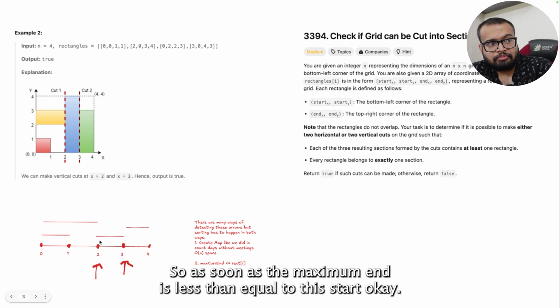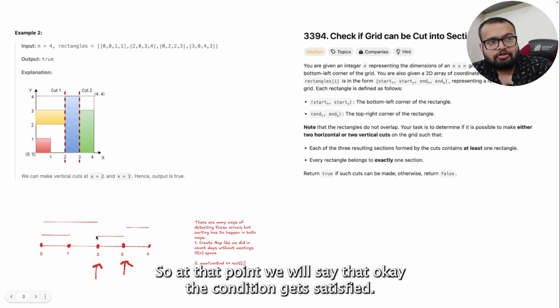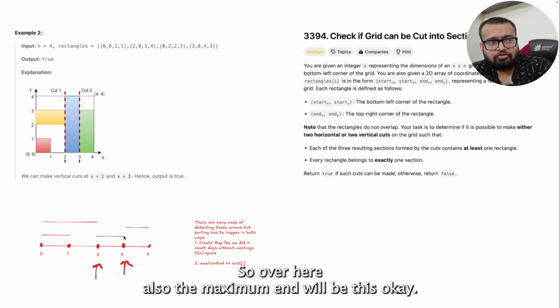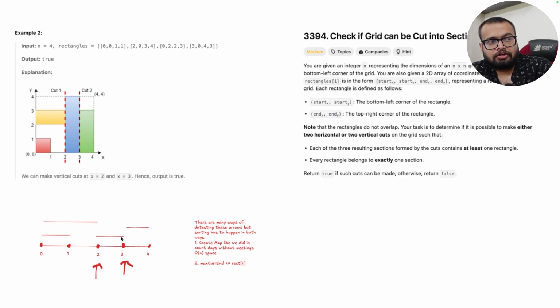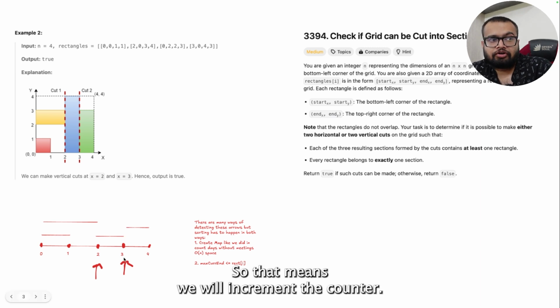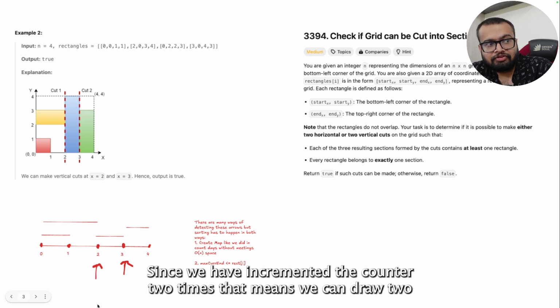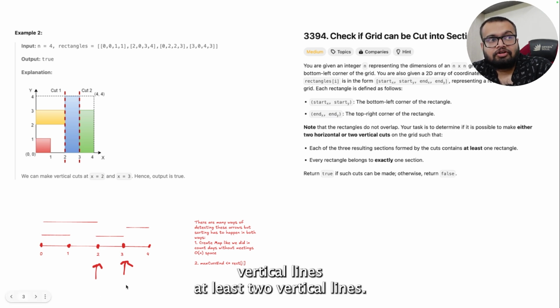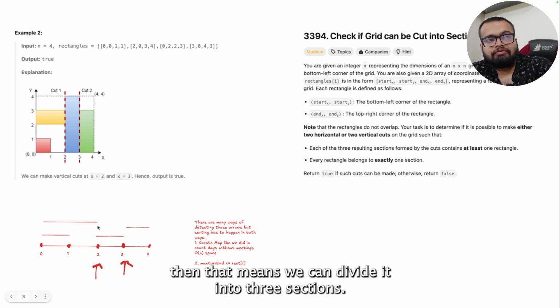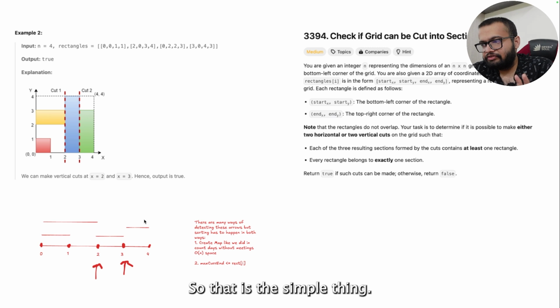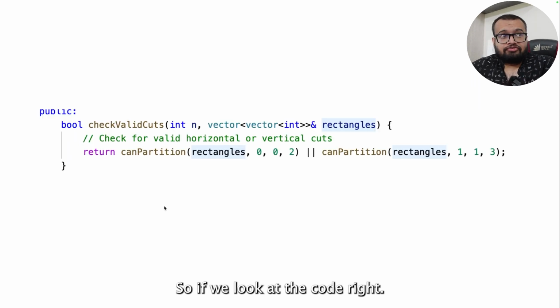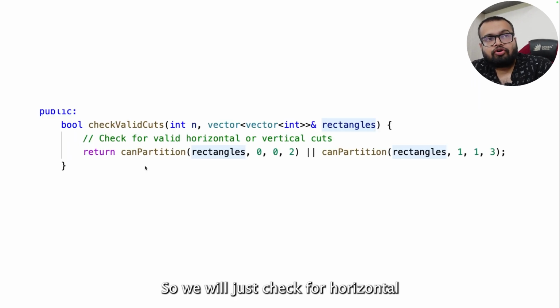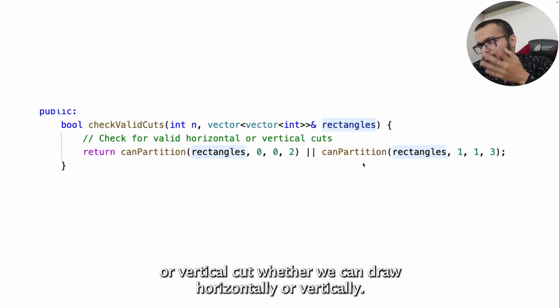As soon as the maximum end is less than or equal to this start, at that point we will say that the condition gets satisfied. Over here also the maximum end will be this and the next start will be this. It is less than or equal to this, so we will increment the counter. Since we have incremented the counter 2 times, that means we can draw at least 2 vertical lines, and if we can draw at least 2 vertical lines, then we can divide it into 3 sections. That is the simple thing. Now if we look at the code, we will just check for horizontal cut or vertical cut, whether we can draw horizontally or vertically.